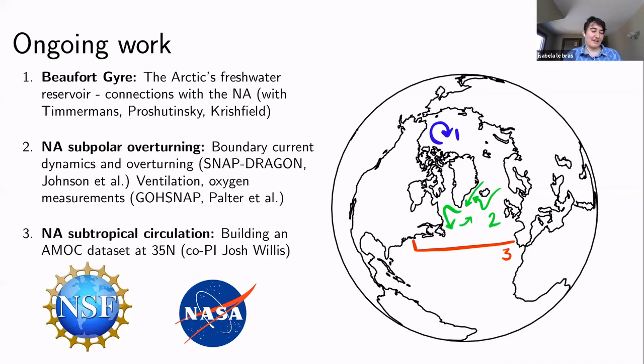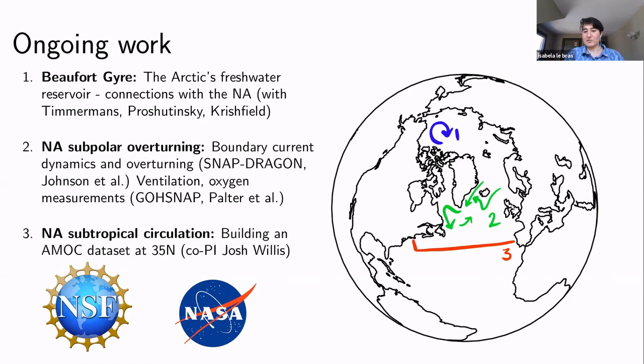Before completely turning over to questions here, I also wanted to just highlight some of the other ongoing work that I'm doing. So please feel free to reach out to me about these other projects as well. I'm working on the Beaufort Gyre observing system. This is the Arctic's freshwater reservoir. And I'm particularly interested in how this gyre, which has been accumulating fresh water over the last 20 years, interacts with the North Atlantic. So how might the North Atlantic be affected if some of that fresh water were to be released?